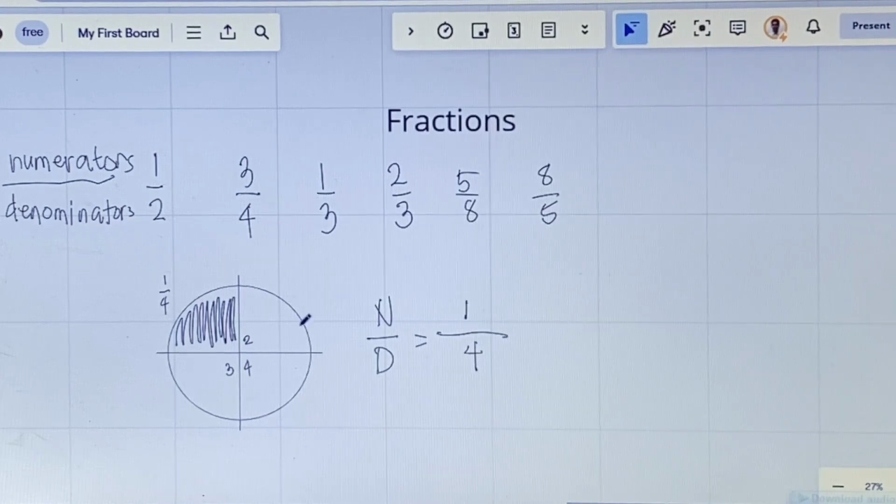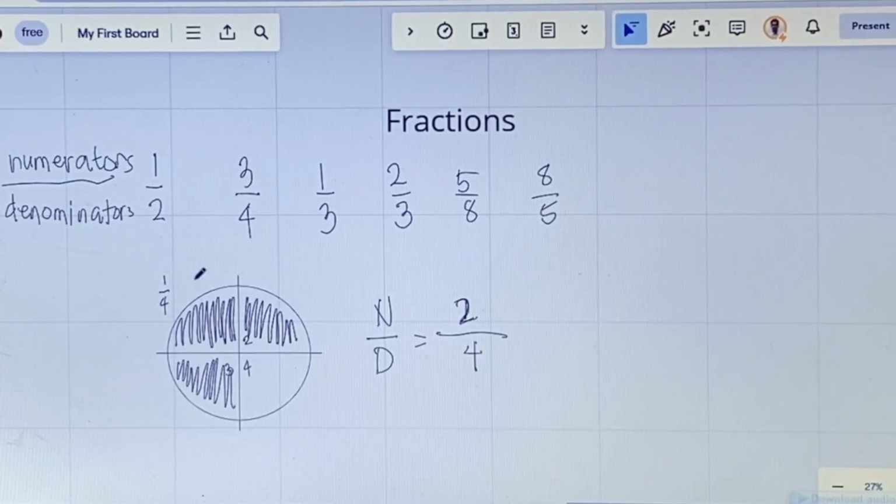Now, what's gonna happen if there are two shaded parts? Instead of 1/4, there are two shaded parts. Now it will become 2/4. Okay. Now, what's gonna happen if there are 3 shaded parts? Since we're talking about the shaded parts, the numerator will become 3 instead of 2. It will be 3/4.